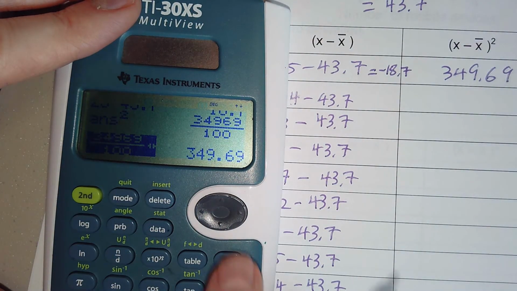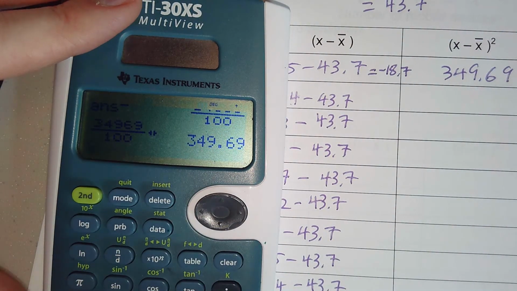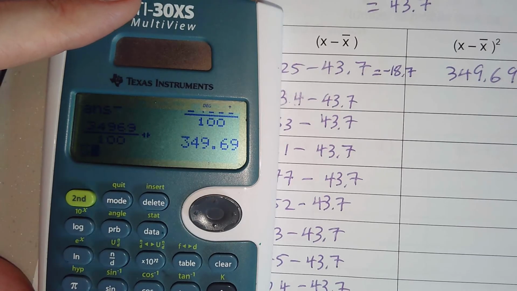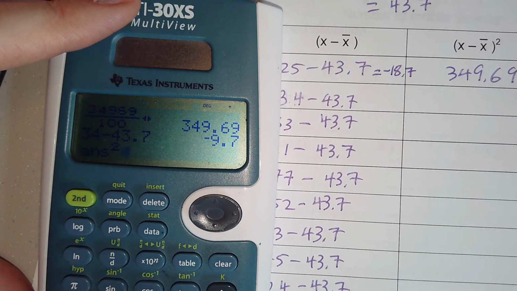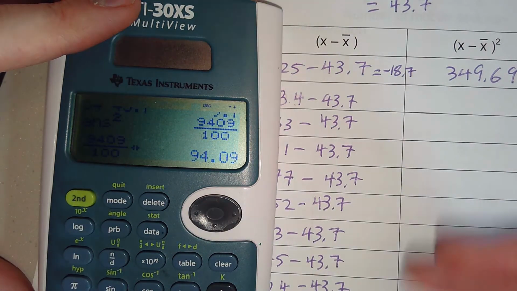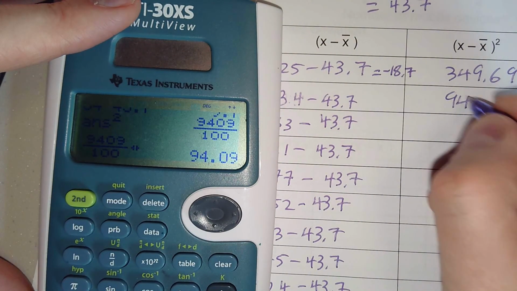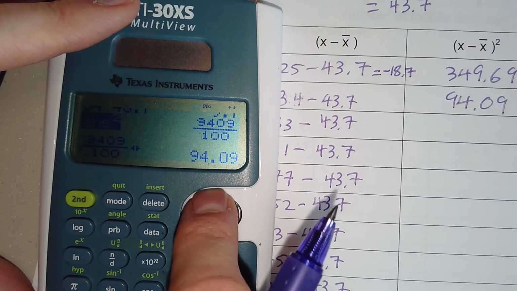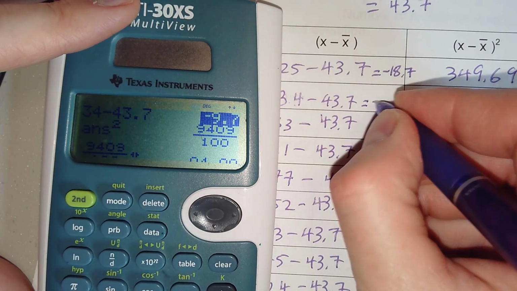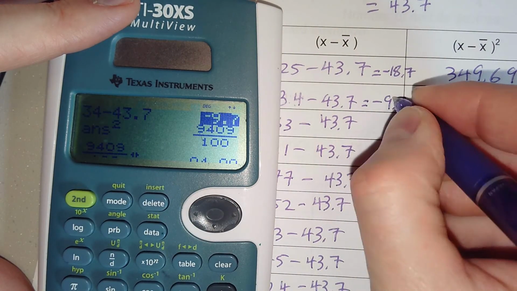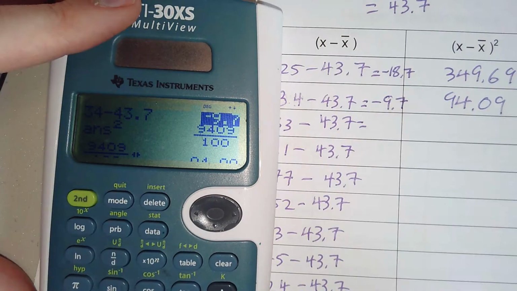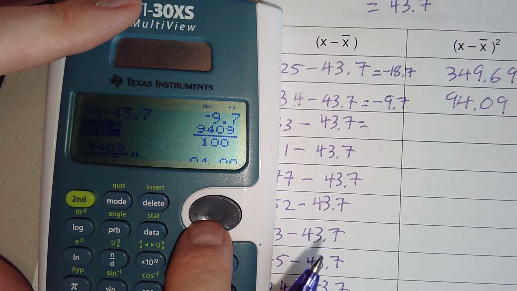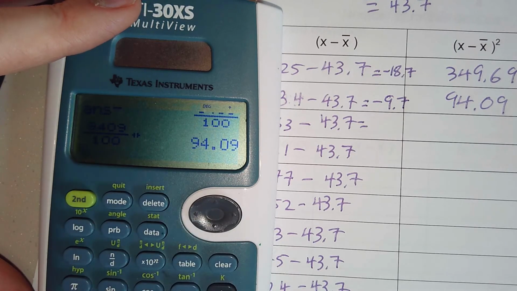Okay, so now I'm going to do the second one. We're going to do 34 minus 43.7. I'm going to square that. 94.09. Alright, so we're going to have to cheat here a little bit. It keeps trying to give us a fraction. That's kind of the last thing we want, adding up fractions. So here's what we're going to do. We're going to preempt it.